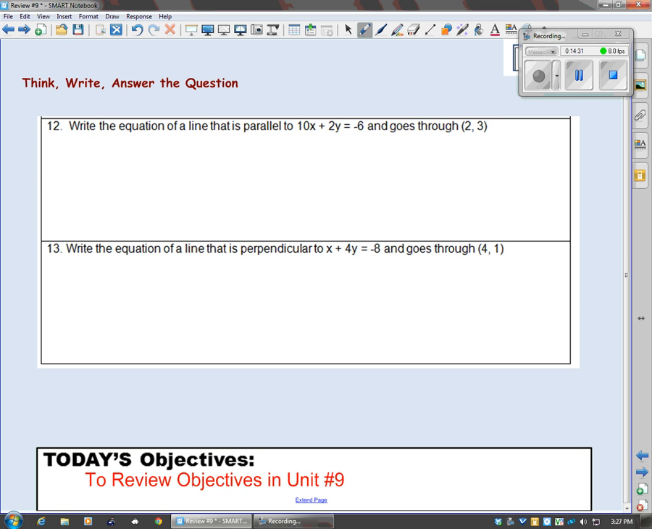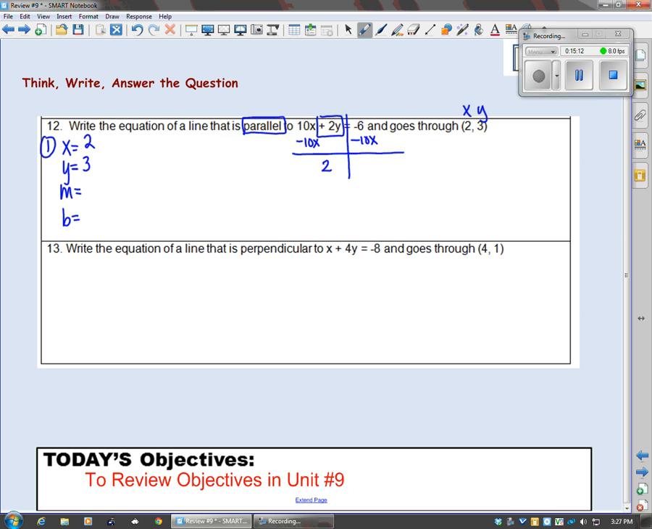Next, write the equation of the line that's parallel to 10x plus 2y equals negative 6 and goes through 2, 3. So as you start to make your chart, x and y are easy. Some of you might be tempted to put 10 for m, but you would be wrong. Don't be that kid. You must rearrange this equation into the proper form to know what slope is. You have to have y by itself. So this is where you do the free falling, however you like to do it. Cross the line, change the sign.